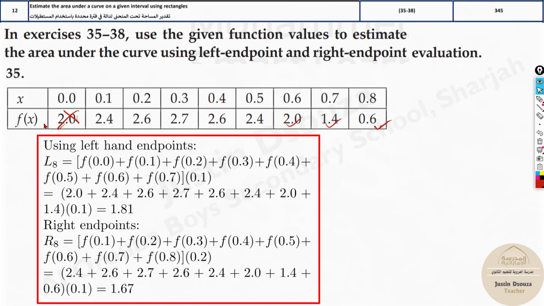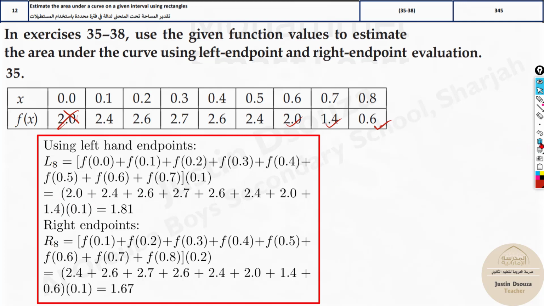All you're doing is, look over here, adding up all these for the left endpoint method. You're adding up from the left side. See, f of 0.0. You can directly do it. Add this: 2 plus 2.4 plus 2.6 and so on until 1.4. And then you multiply all of this with the interval that is 0.1.